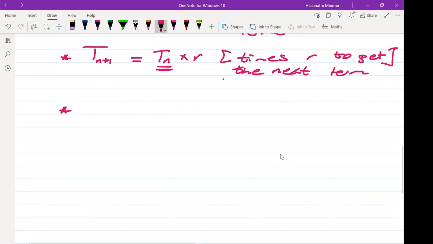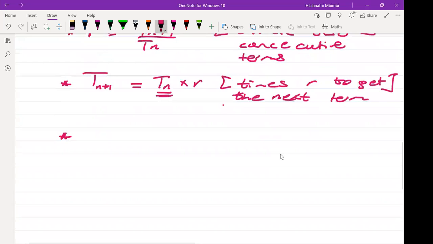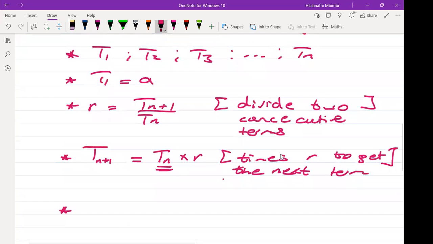Could you please scroll down quickly for a moment, please? Thank you. Okay, cool. And also just lastly, to note that Tn is equal to a times r to the power n minus 1. I'm not sure. Okay, anyway, I'll talk about that later on.